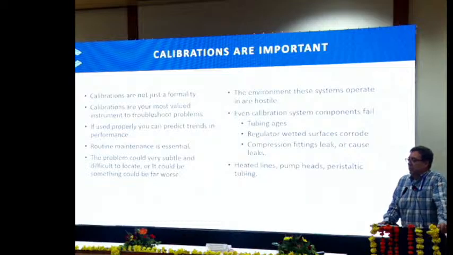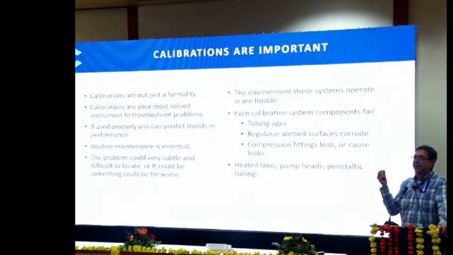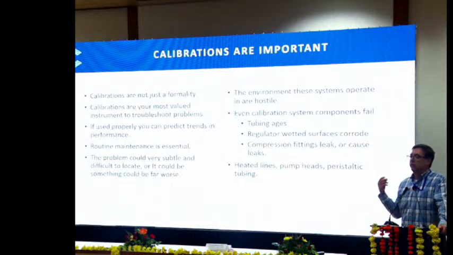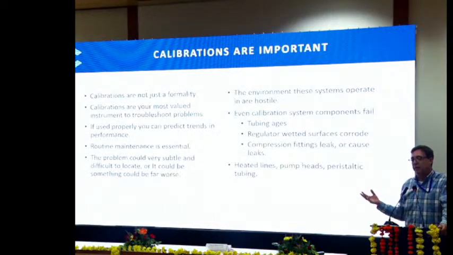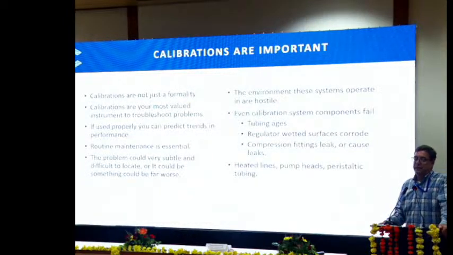Even calibration system components fail. The tubing ages. Regulator wetted surfaces corrode. There are sintered filters in your regulators. They get gummy, especially with high concentrations of acidic gases. If you're using 3,000 ppm gases for SO2 or very high, you will get material buildup and corrosion, and you do need to make sure that your regulators are maintained and rebuilt occasionally.